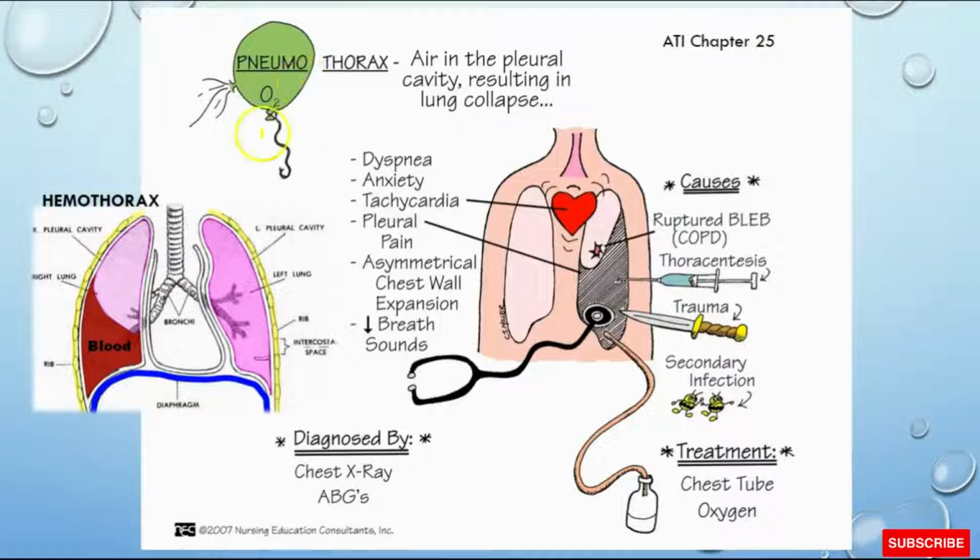Pneumothorax versus a hemothorax: one is air, one is blood. The way to treat it is through a chest tube and oxygen. I will have a separate short video that gives you a short rundown about chest tubes and hopefully makes it simple for you. So please make sure you take a look at that, because at least for testing purposes, I want you to understand some of the complications with chest tubes.